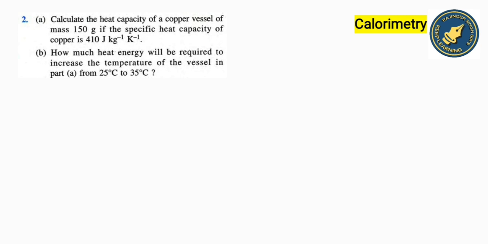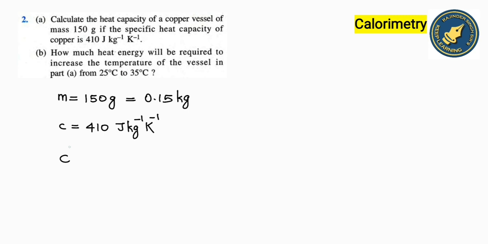Calculate the heat capacity of a copper vessel of mass 150 grams and specific heat capacity is given to you. Let us write the data first. Mass is 150 grams. It is not in SI unit. So we will have to convert that into kilograms, that is dividing by 1000. They have asked to find the heat capacity. So the heat capacity formula is C dash, which is equal to M into c. Substitute the values and that turns out to be 61.5 joules per Kelvin.